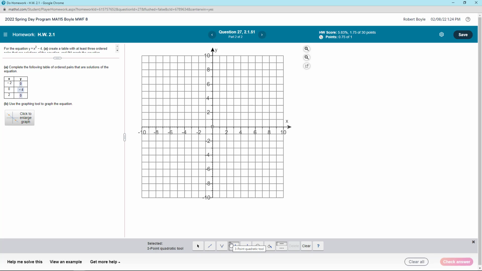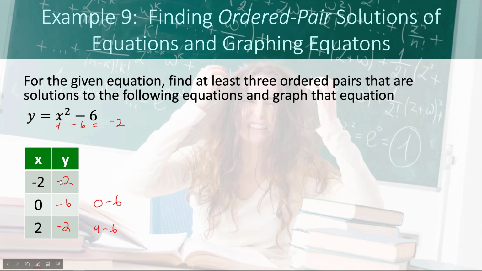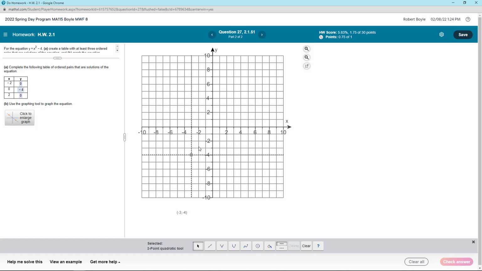Now, if you remember, I'm going to go back to the slideshow. We have -2, -2, 0, -6, and 2, -2. We need to plot those numbers. So what you would do is we would go to -2, -2, click there. Go to 0, -6, and click there. And then go to 2, -2, and that is how we will plot our particular function. Okay? Now, if I click check answer, and that was the equation that was asked to solve, it would say that I'm correct.